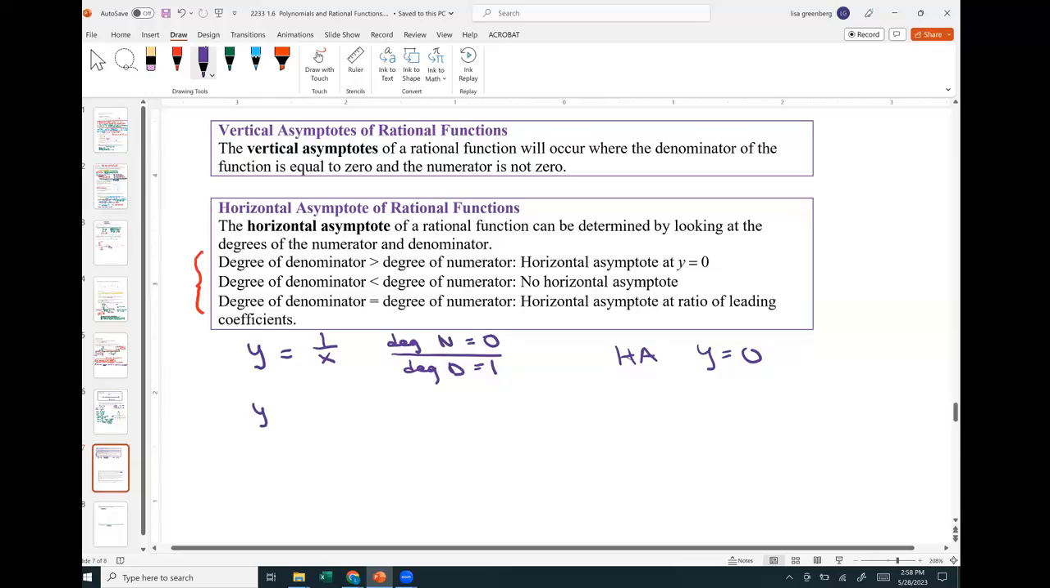If we have the degree of the denominator less than the degree of the numerator, let's say we have 3x squared over 5x. Well, here, the degree of the numerator is equal to 2 and the degree of the denominator is equal to 1. So we know the degree of the numerator is greater than the degree of the denominator. We have no horizontal asymptotes.